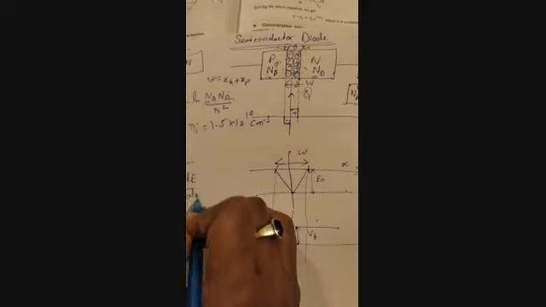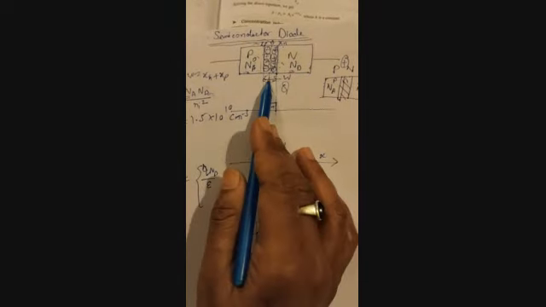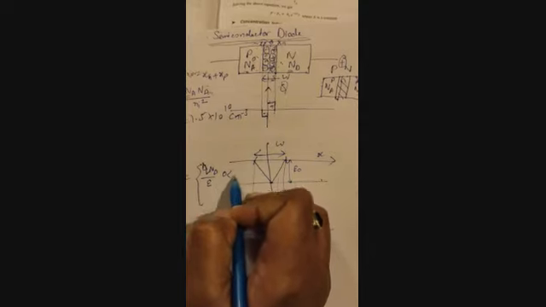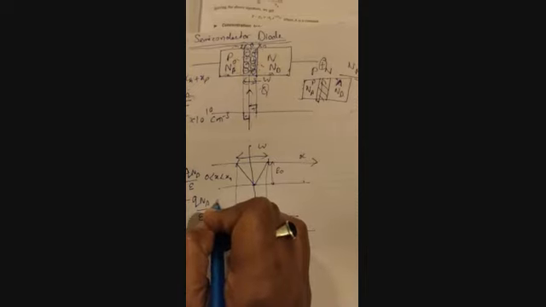Okay, so what we will do now, we will go for the mathematics of this. How can we derive that? From Poisson's law, from Gauss law in differential form, we know that dE by dx should be equal to q Nd upon epsilon from 0 to xn, and for the other side, minus q Na upon epsilon from minus xp to 0.